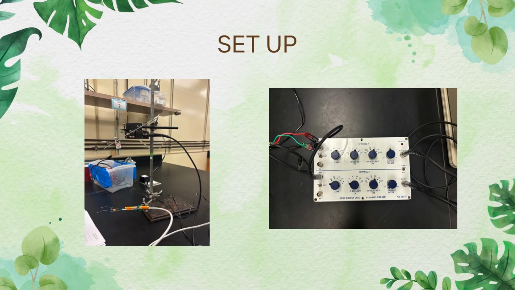All right, for our setup, the left is a diagram of the isotonic length transducer setup, and the right shows our preamp settings. For the experiment, we used a positive monopolar recording with the positive electrode touching the ventricle.